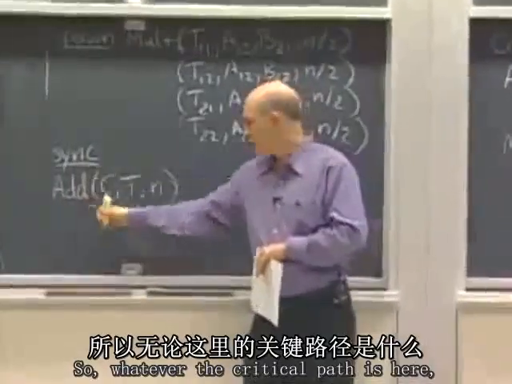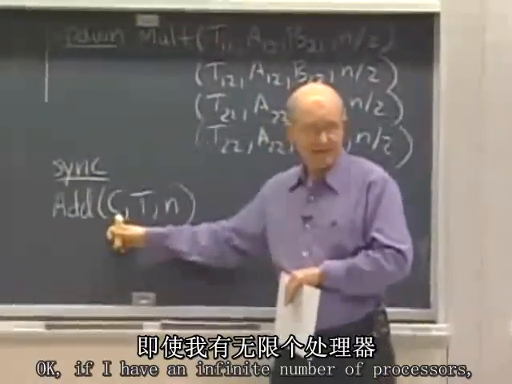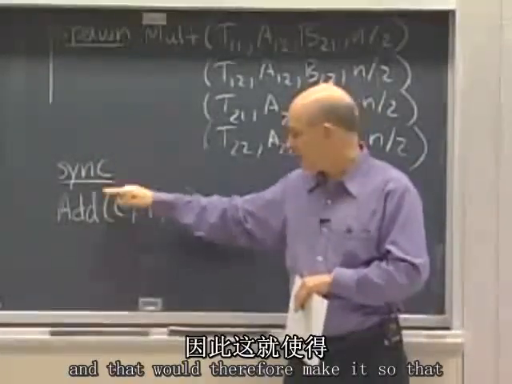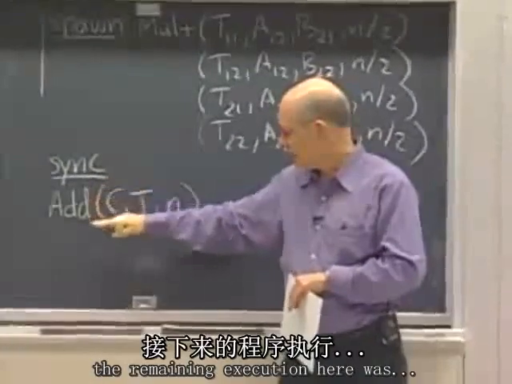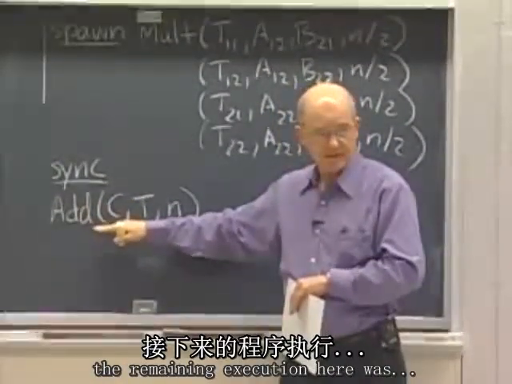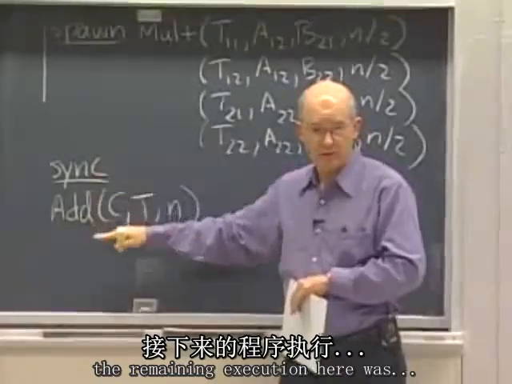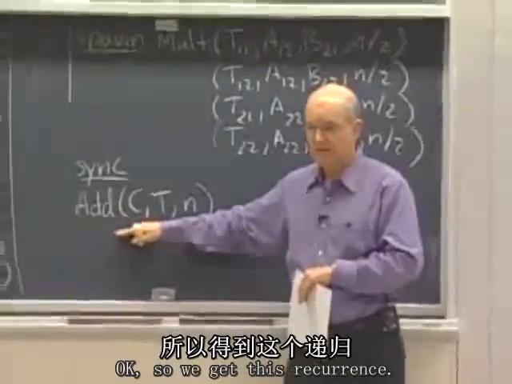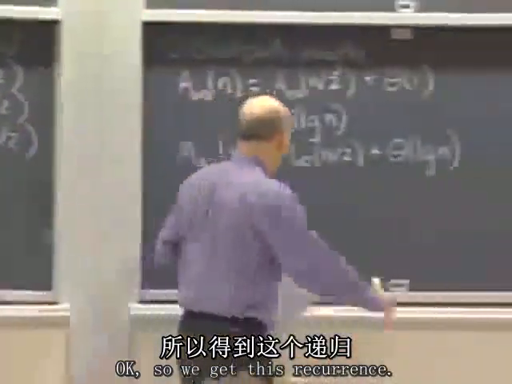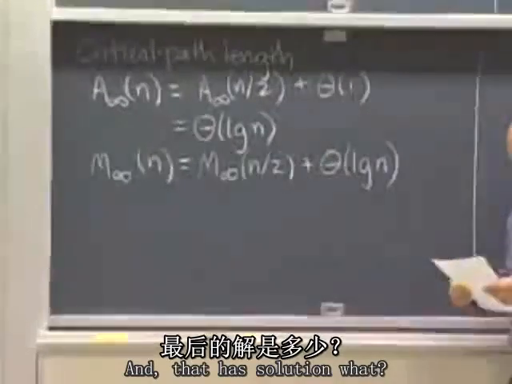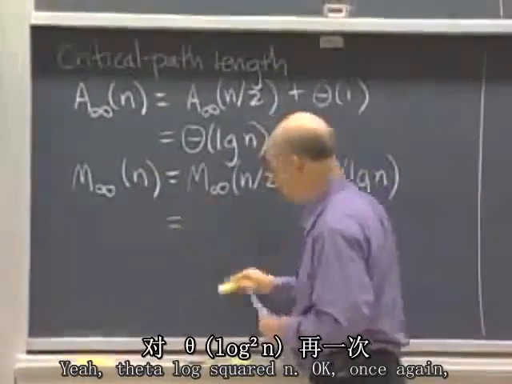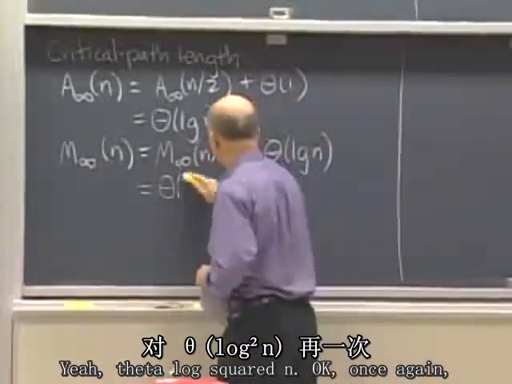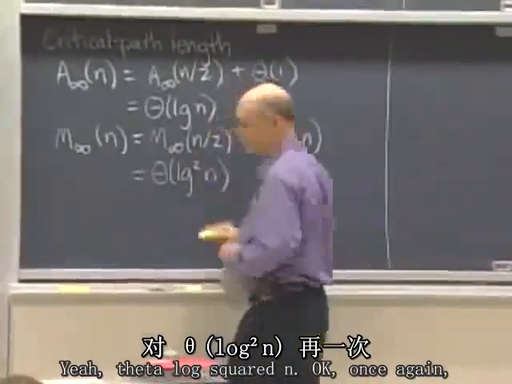So whatever the critical path is here, if I had an infinite number of processors, I'd still have to wait at this point, and that would therefore make it so that I would have to add whatever the critical path was to this one. Is that clear to everybody? Okay. So we get this recurrence, and that has solution what? Yeah, theta log squared n.